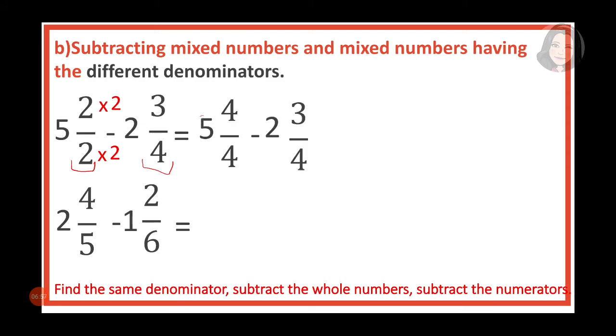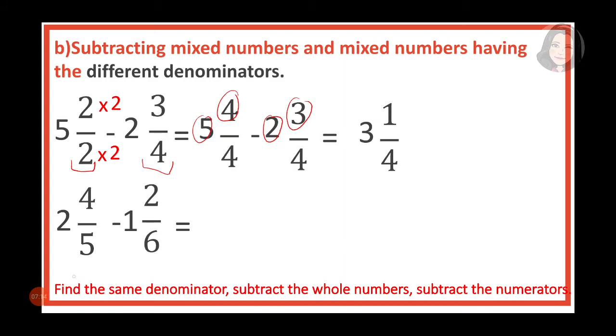I'm going to subtract the whole numbers. 5 minus 2 is a 3. Then subtract the numerators. 4 minus 3 is a 1. Then my answer is going to be 3 and 1 over 4. It is in the simplest form since 1 is a prime number.